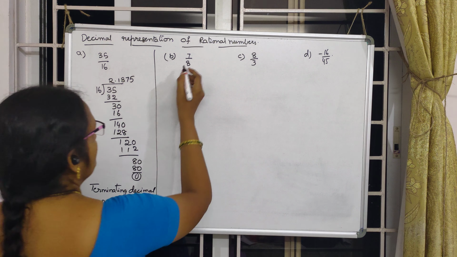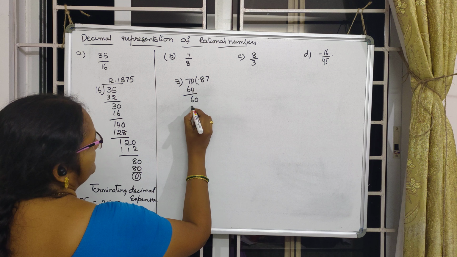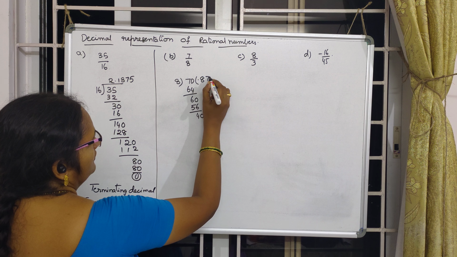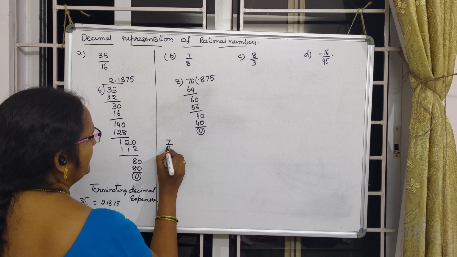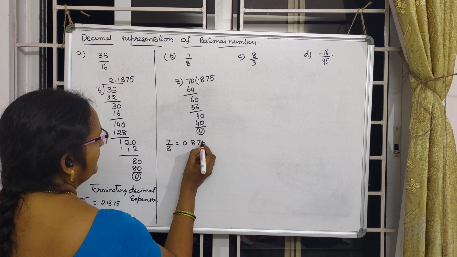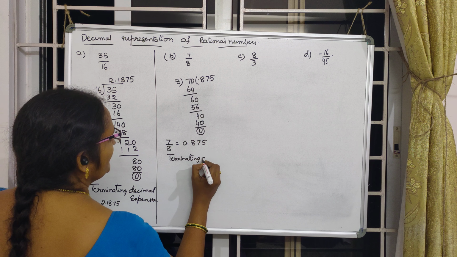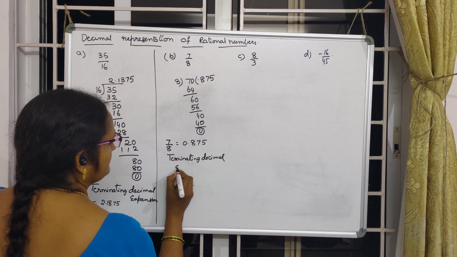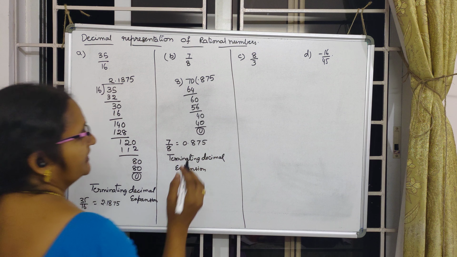In this case, once you check it out, 8 will be in the divisor place, 7 will be over here, 7 won't go, so it will be 70. 8 table, 8 8s are 64, 6 0, 8 7s are 56, 4 0, 8 5s are 40, 0. Stops there. So here 7 by 8 equal to 0.875. It is also having terminating decimal expansion. Now let us see this one.